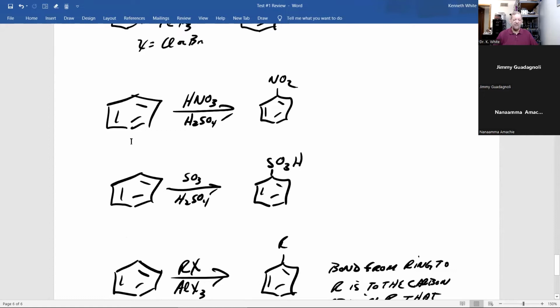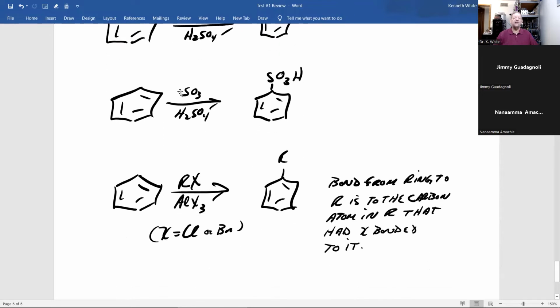Now, if you take a benzene ring, react it with nitric acid, HNO3, sulfuric acid, H2SO4, you put a nitro group, NO2, not NO3, that's a common mistake on test one. A nitro group is NO2 on a benzene ring.